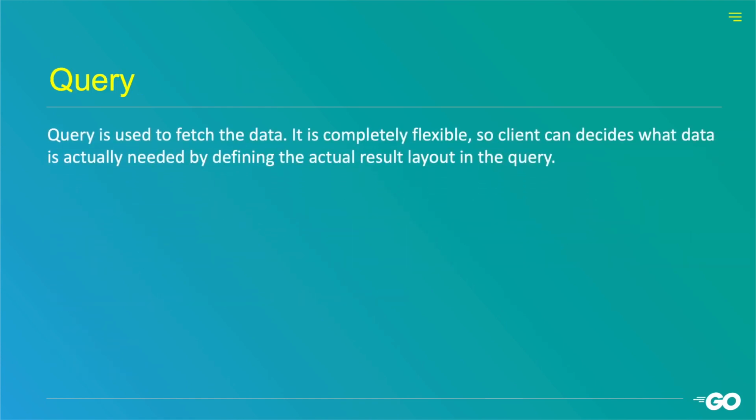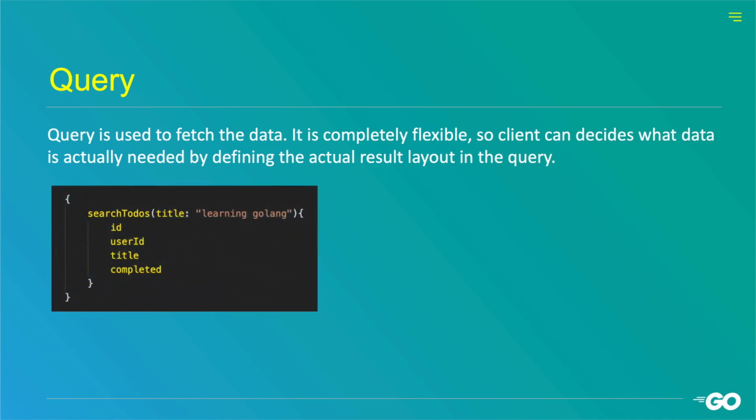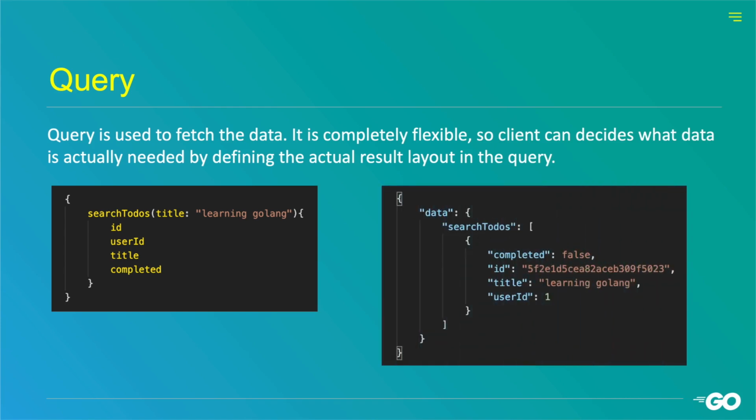Query is used to fetch the data. It is completely flexible. The client decides what data is actually needed by defining the actual result layout in the query. Here is the sample query that you use to search to-dos by title. You can specify each field to return, such as ID, user ID, title, completed, or all of them. And here is the sample result.